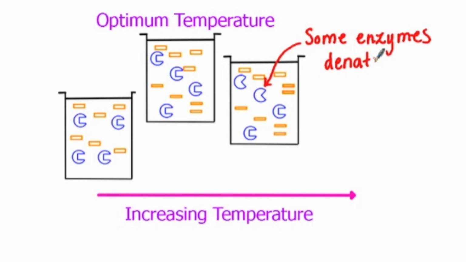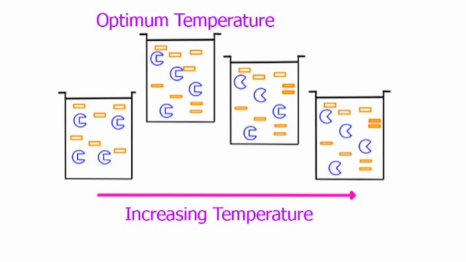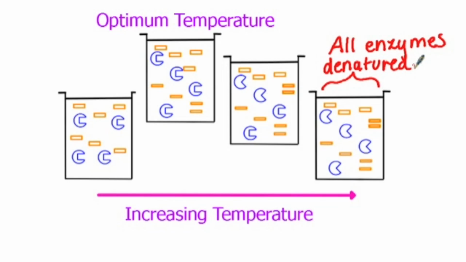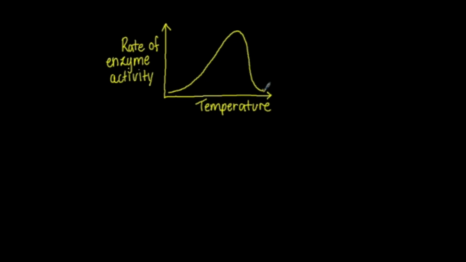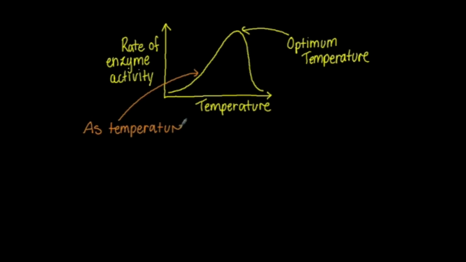If the temperature continues to increase beyond the optimum, the enzymes begin to lose their three-dimensional structure and become denatured, therefore reducing the rate of reaction. Now you need to be able to recognize the graph of the effect of temperature on enzymes. It looks like this, with the peak being the optimum temperature.